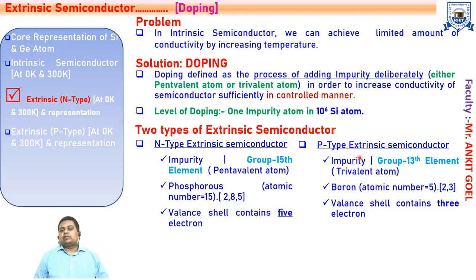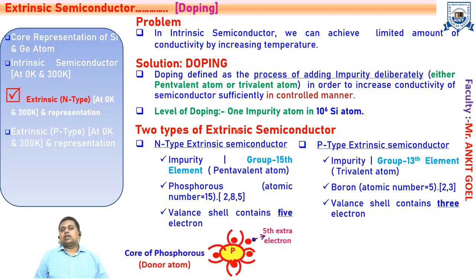While in the P-type semiconductor, we use group 13 elements or trivalent impurities. Why is it called trivalent? Because it has 3 valence electrons in the outermost shell. In N-type, we use the material phosphorus, while in P-type semiconductor, we prefer the material boron for the doping process, right?